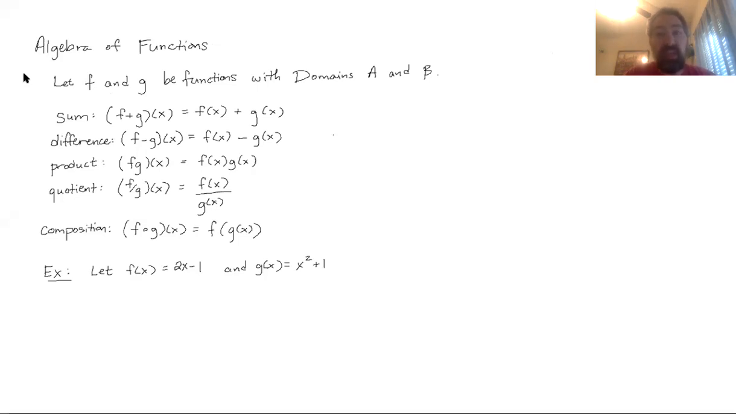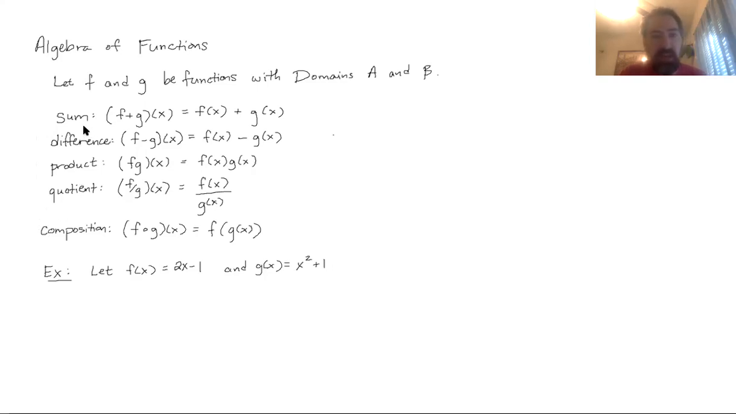Once we've established that an equation is a function, then we can perform algebraic operations on these functions. We're looking at five main types of operations, where we can take the sum, the difference, the product, the quotient, or take a composition of two or more functions.